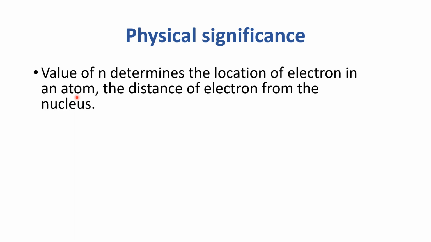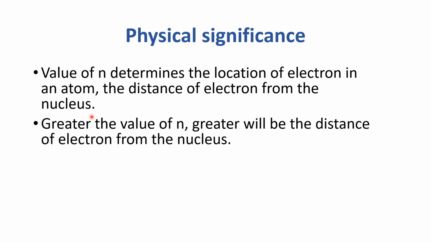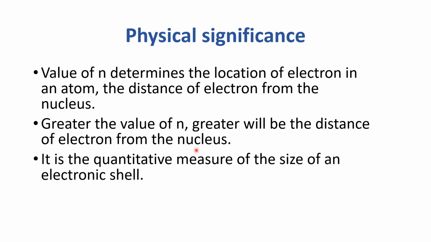Let's discuss the physical significance of the principal quantum number. The value of n determines the location of the electron in an atom, the distance of the electron from the nucleus. The value of n tells us where the electron is revolving around the nucleus. If it is in the first orbit, the value of n is 1, meaning it is nearer to the nucleus. But if the orbit's value is 4, it is relatively further from the nucleus. Greater the value of n, greater will be the distance of the electron from the nucleus. It is a quantitative measure of the size of the electronic shell.